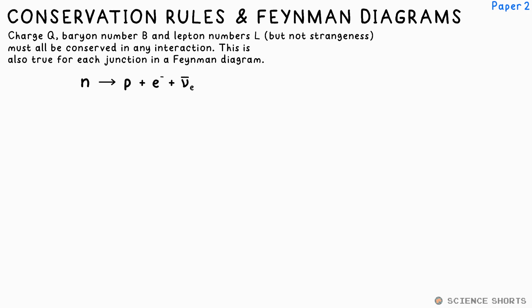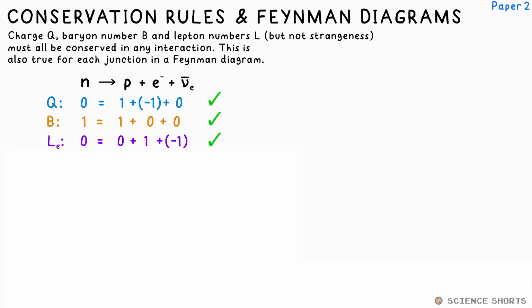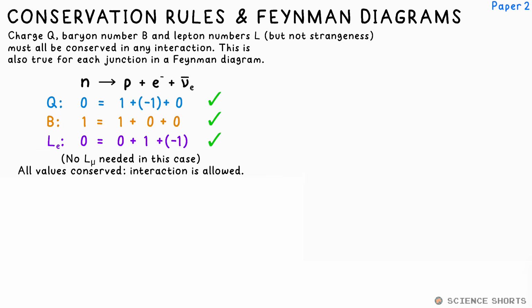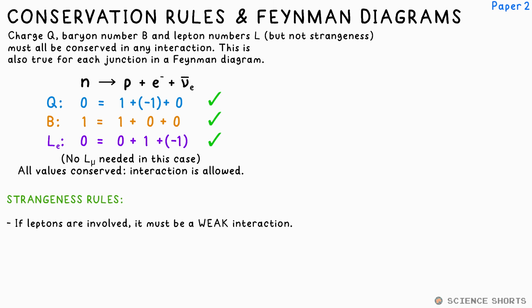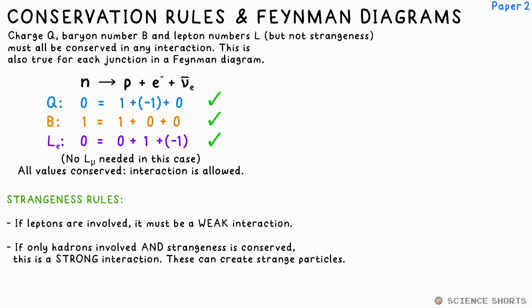In any interaction, charge, baryon number, and lepton numbers must be conserved, which is why there must be an anti-electron neutrino added in a beta- decay equation to balance the lepton number. Strangeness rules. Here we go. Any interaction involving leptons must be a weak interaction, regardless of strangeness. If an interaction only involves hadrons and strangeness is conserved, it must be a strong interaction.